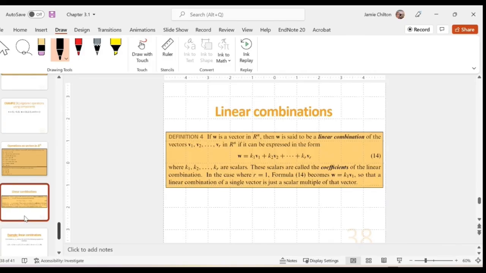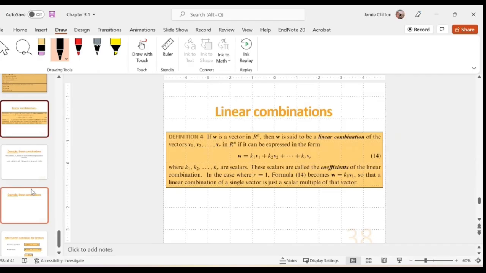The other one that you do want to make sure that you recognize is that we can actually write vectors in terms of linear combinations of other vectors. So here you can see if W is a vector in real space, then W is said to be a linear combination of the vectors v1, v2 through vr if it can be expressed in this form. So just realize you might want to go ahead and look at definition 4 to remind yourself of this, because we're going to see this again, hint, hint. We're going to do some problems where you're actually going to have one vector be a linear combination of some other ones. So we'll be seeing that again.